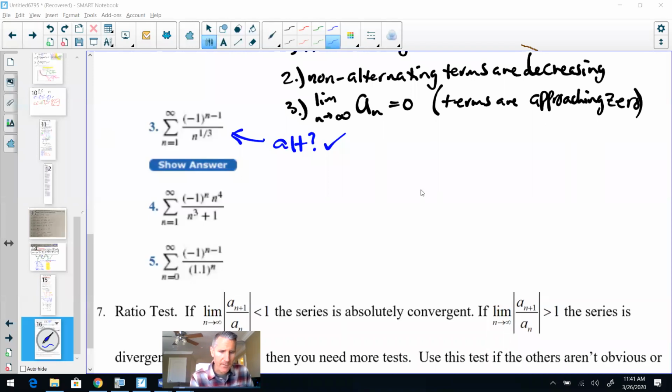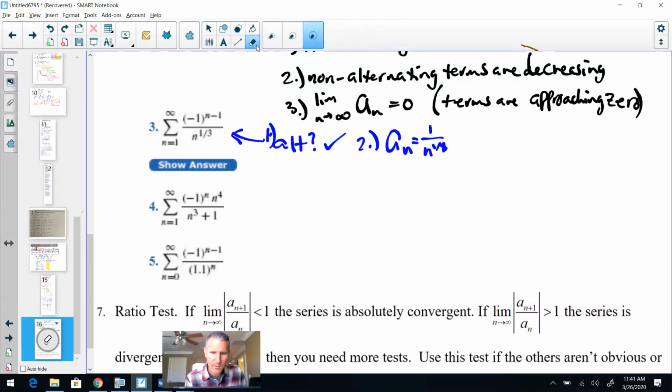Next, the second thing, so that's like the first thing that we need to check. The second thing: are the terms getting smaller? Well, these are the non-alternating terms, right? So what is the non-alternating term? Let's call that a sub n. And that's just going to be 1 over n to the 1/3. 1 over n to the 1/3 is the non-alternating part, right?